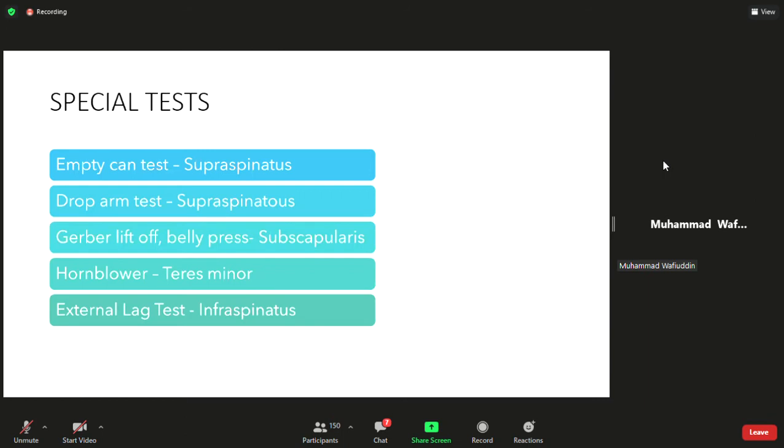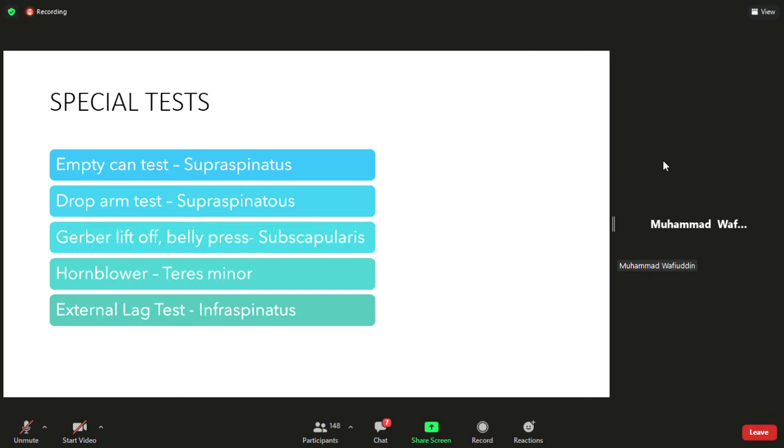So this is a bit on specific tests. Besides the general screening, we do inspection. When there is atrophy, we check for any tenderness and we check the range of motion. But this is the specific test for each muscle. For supraspinatus, we do the empty can test. This one you can explore. You can Google or YouTube how we do the test.